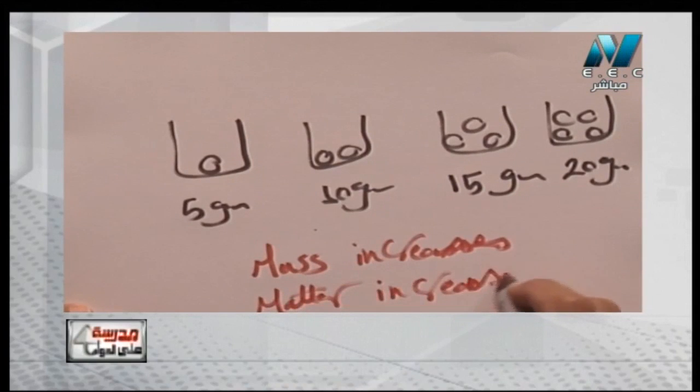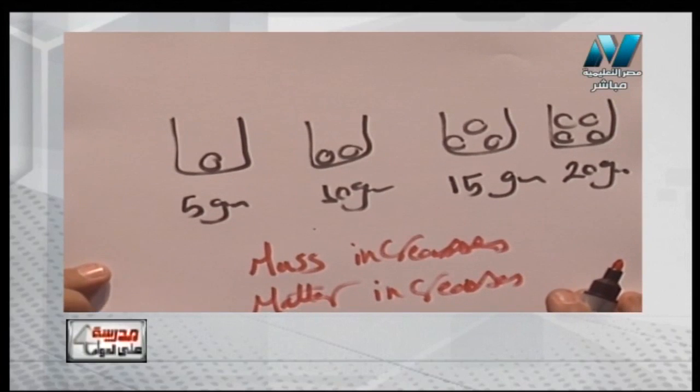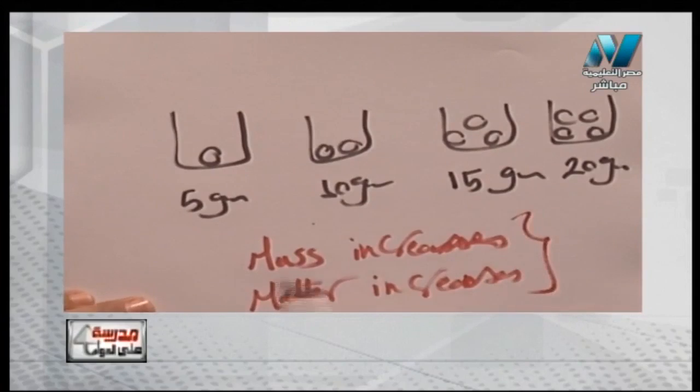So I can say the relation between them, an important relation we took in primary, is called direct relation. What does that mean? Whenever one of them increases, the other also increases. Again, when the amount of matter increases, the mass increases. So the first property of mass is that when I increase the amount of matter, the mass increases too. So again, the relation between them is called direct relation.